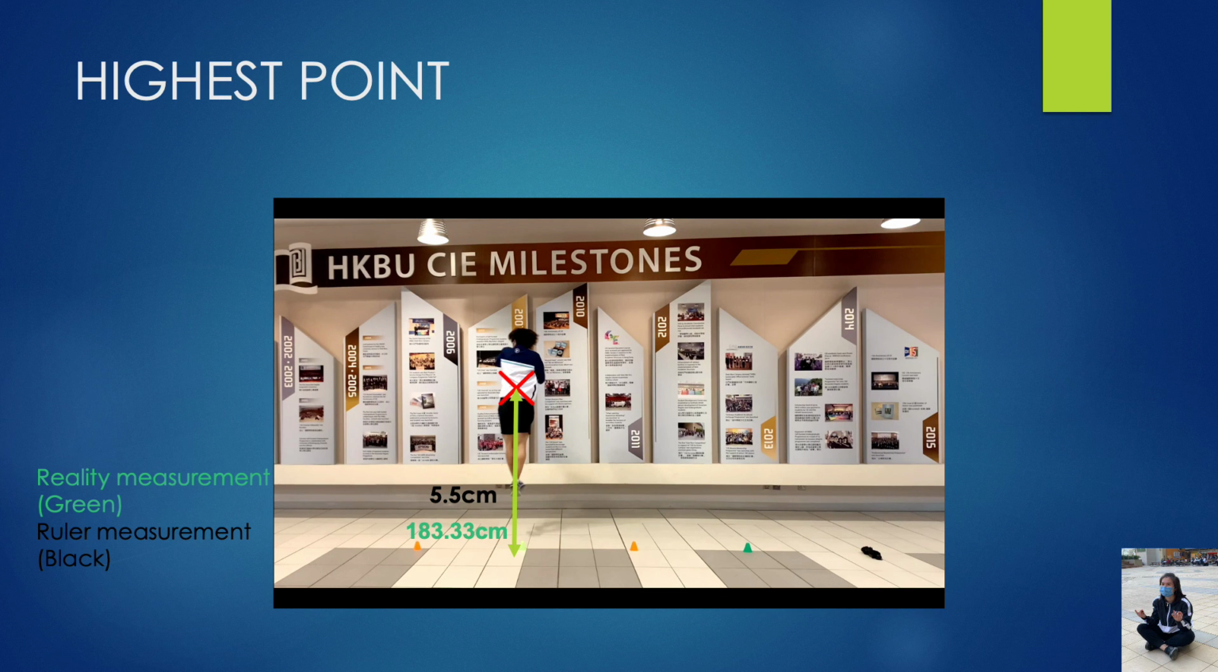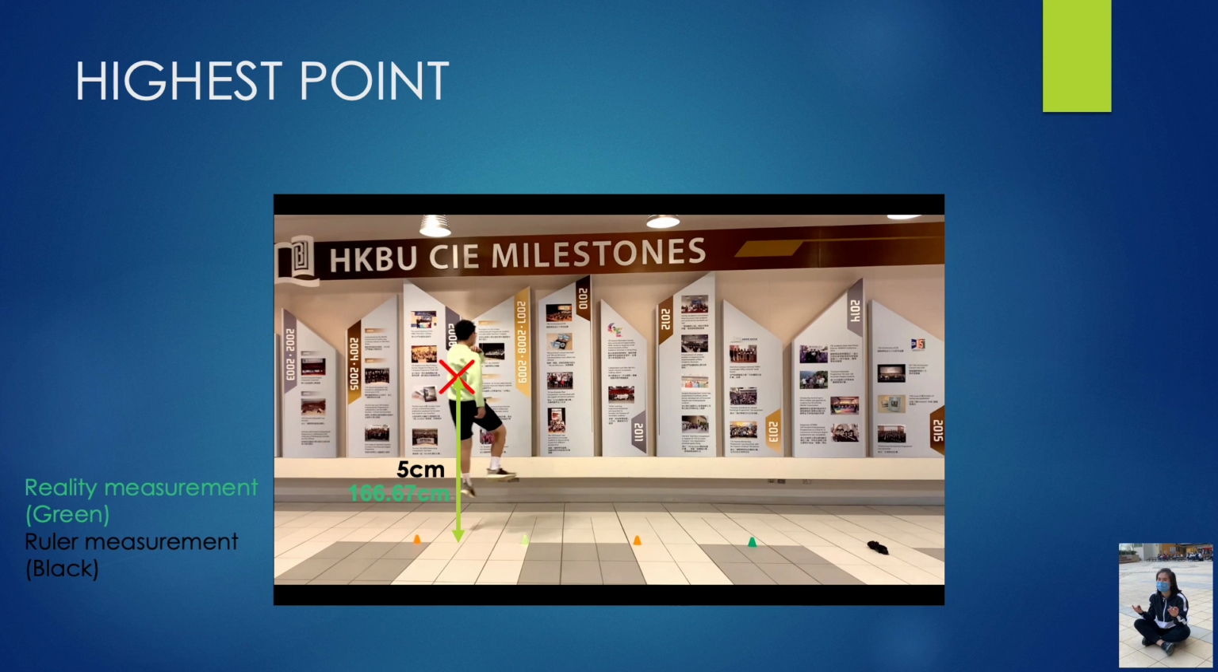This is Wayne in the photo. The calculation of the highest point is alpha equals 3 cm over 100 divided by 5.5 cm, which is 183.33 cm in total. The calculation of the highest point of Cash is alpha equals 3 cm over 100 divided by 5 cm, which is 166.67 cm in total.